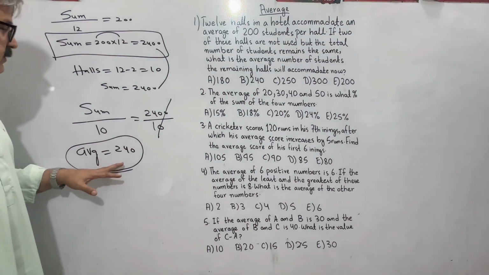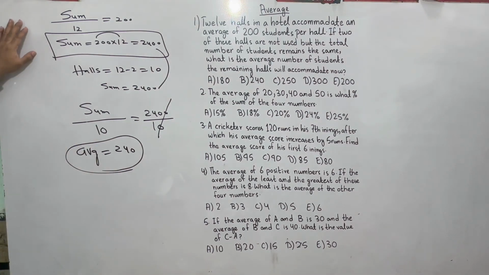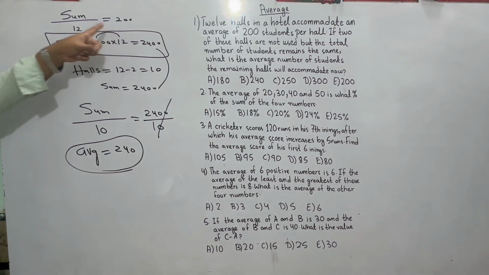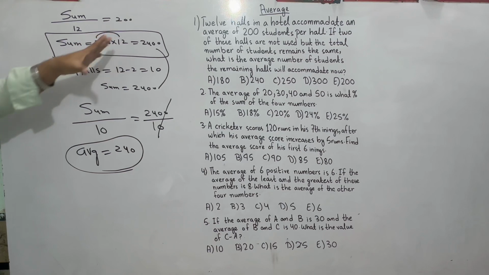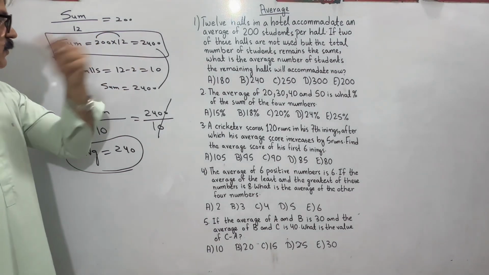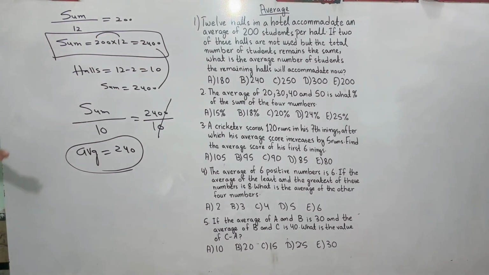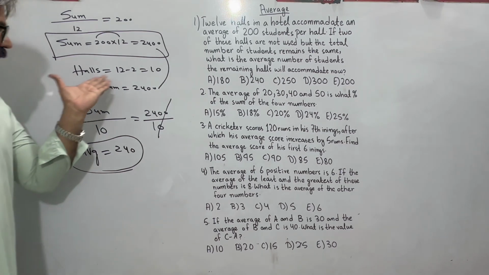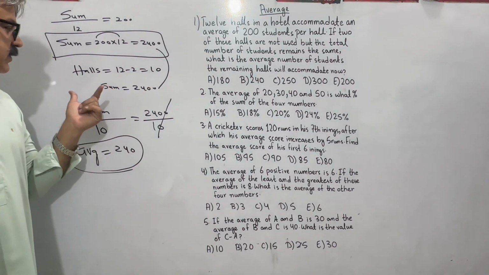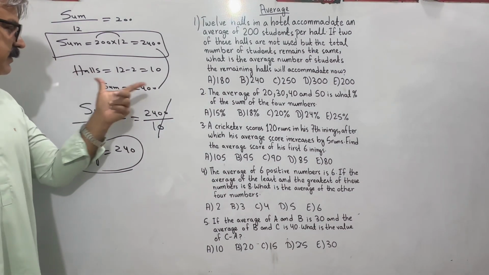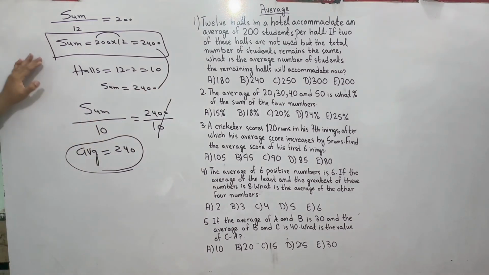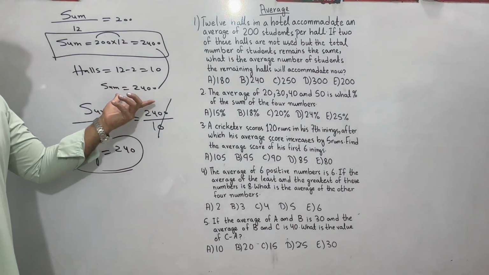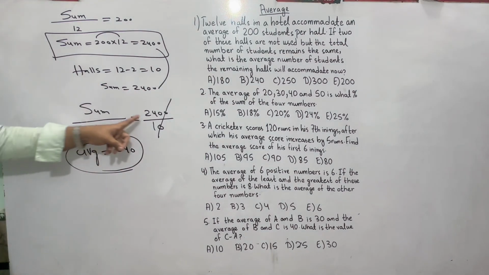We are using 10 halls. Initially we started with 12 halls having average 200, so the number of students to be accommodated is 2400. Next, we have been restricted that we are using only 10 halls, 12 minus 2. But we have to accommodate the same number of students, which means 2400.